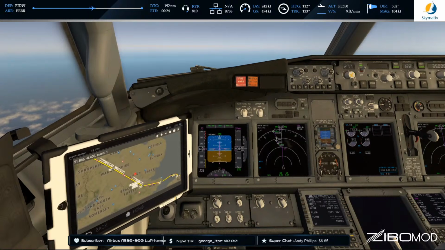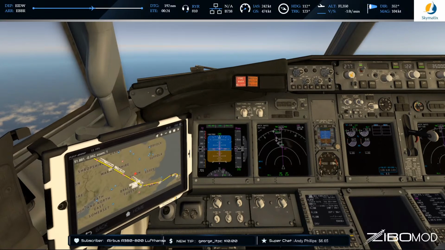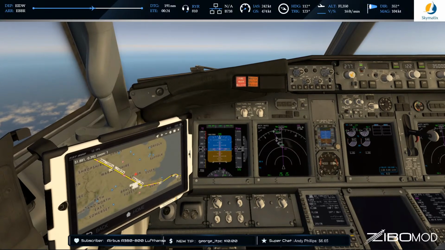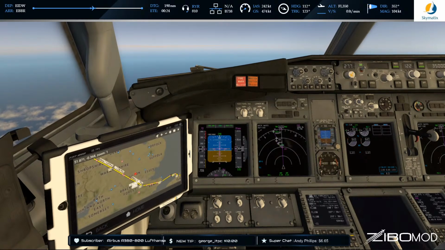RSL 6060, further left, heading 360, heading north. It's heading 360. Sorry, 360.